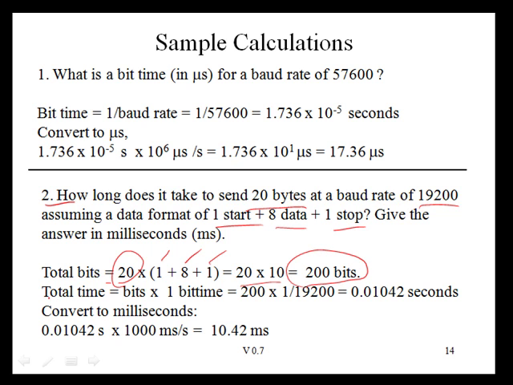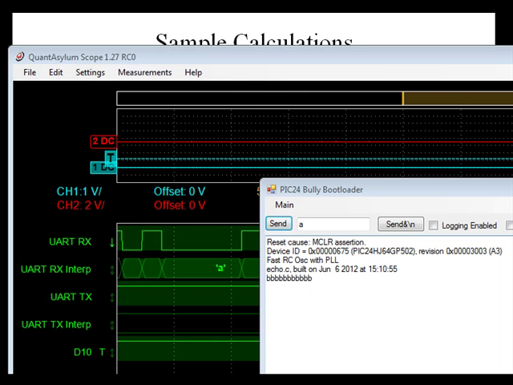So our total time will be the total number of bits times 1 bit time, or 200 times 1 over 19200, which is going to equal 0.01042 seconds. To convert to milliseconds, we multiply by 1000 milliseconds per second, and we get an answer of 10.42 milliseconds. So let's take a look at this serial data protocol in a logic analyzer.